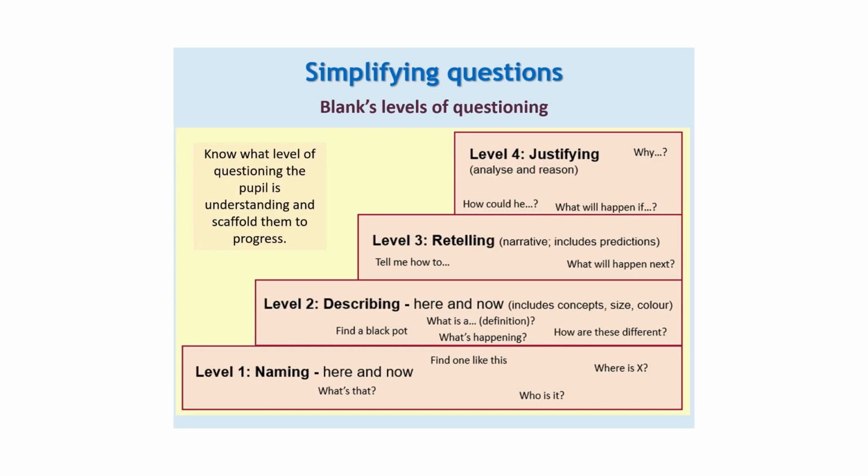Simplifying questions. Blank's levels of questioning. Level 1. Naming. Level 2. Describing. Level 3. Retelling. Level 4. Justifying. Know what level the questioning the pupil is understanding and scaffold them to progress.